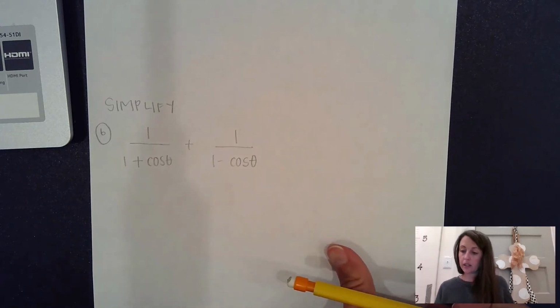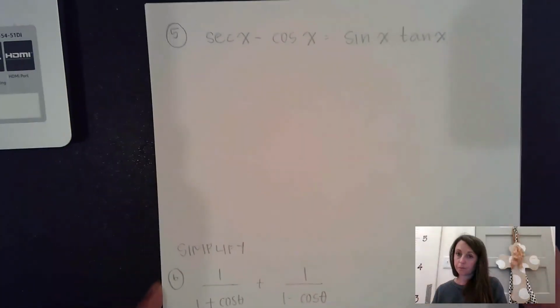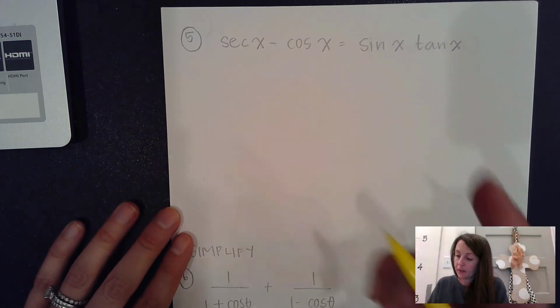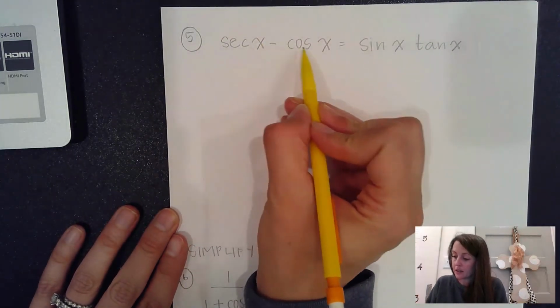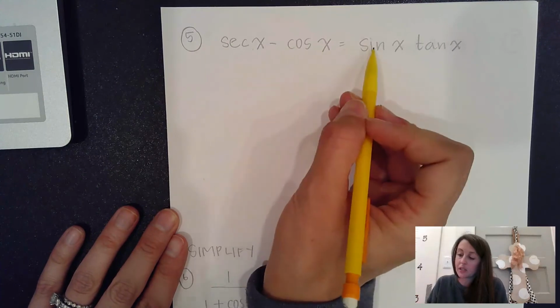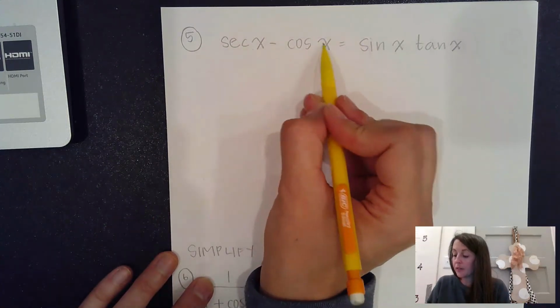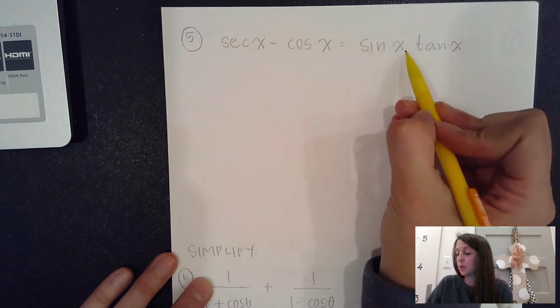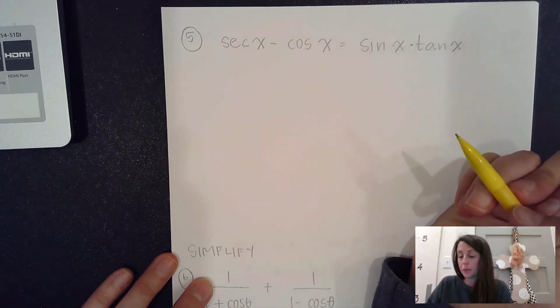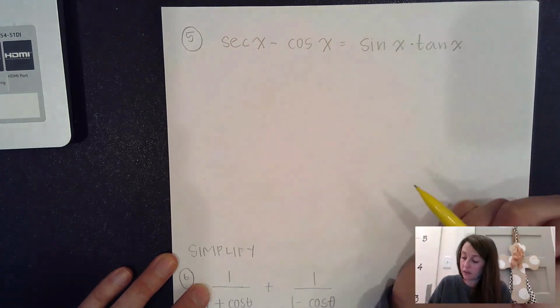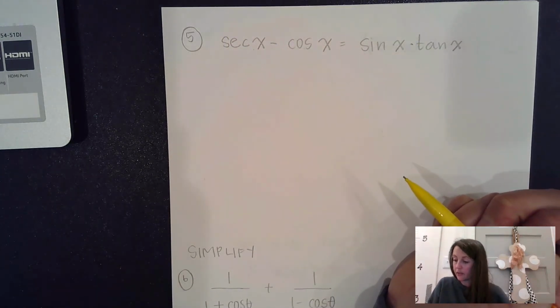All right, let's look at number 5 here. I've got secant of x minus cosine of x. I want to show that that's equal to sine x tangent of x. So here I've got two terms, and I want it to just be one term multiplied together. So I'm going to take this left-hand side and make it look like this right-hand side over here.